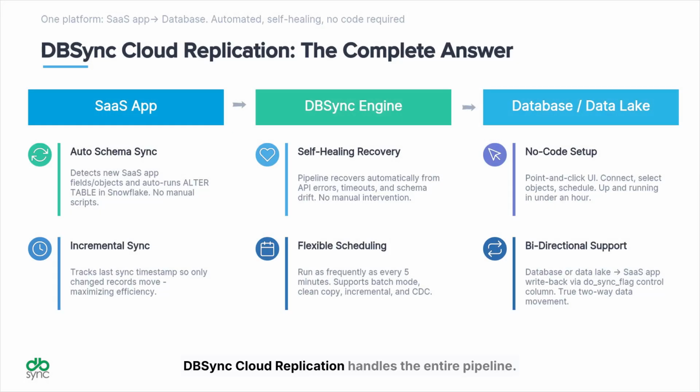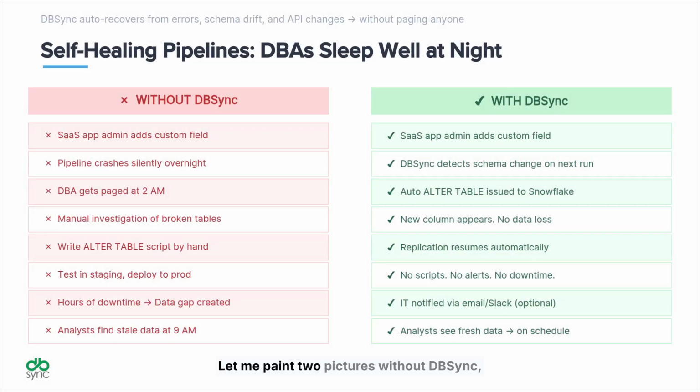DBSync Cloud Replication handles the entire pipeline: extract, schema management, transform, and load from SaaS data into the database. When a new SaaS app custom field appears, DBSync detects it and issues the alter table in the target database automatically. No human in the loop. Setup is point and click. No SQL, no Python, no ETL frameworks. Incremental sync means only the changed records move on each run, and you can schedule to run it frequently or choose real-time CDC options.